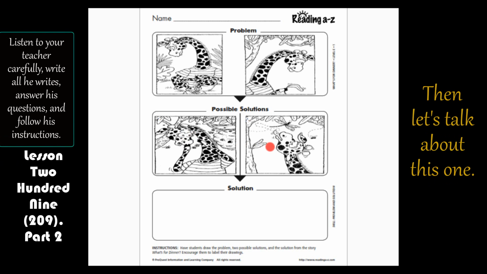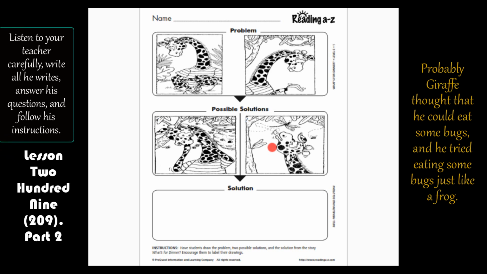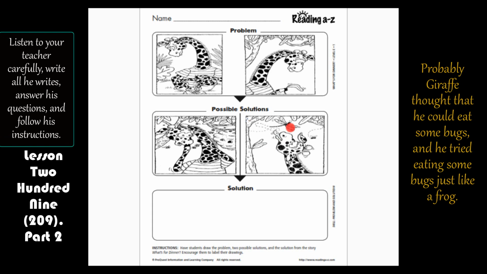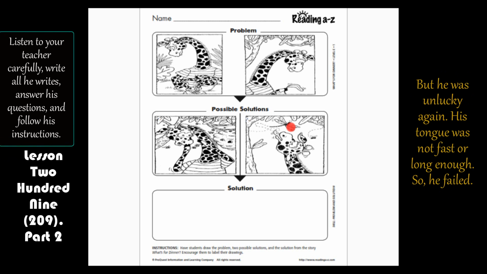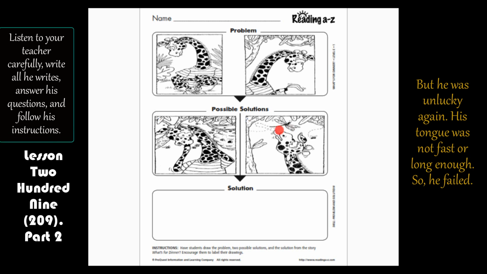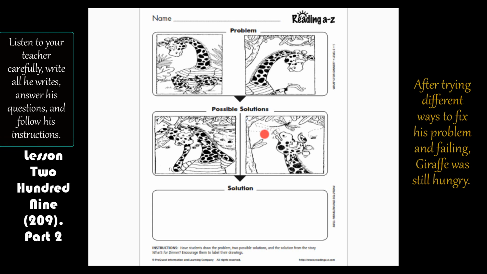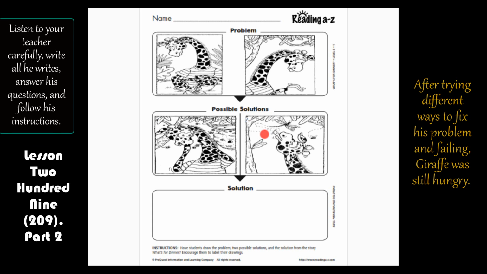Then, let's talk about this one. Probably giraffe thought that he could eat some bugs. And he tried eating some bugs just like a frog. But he was unlucky again. His tongue was not fast or long enough, so he failed. After trying different ways to fix his problem and failing, giraffe was still hungry.